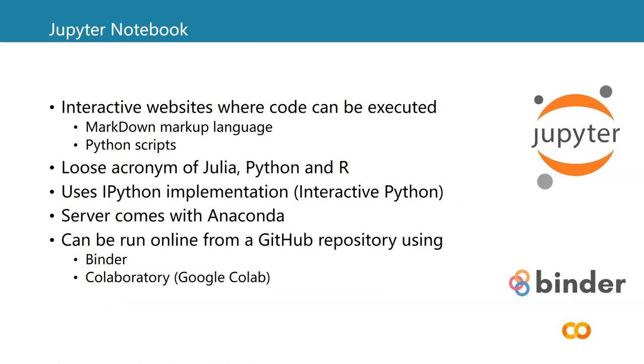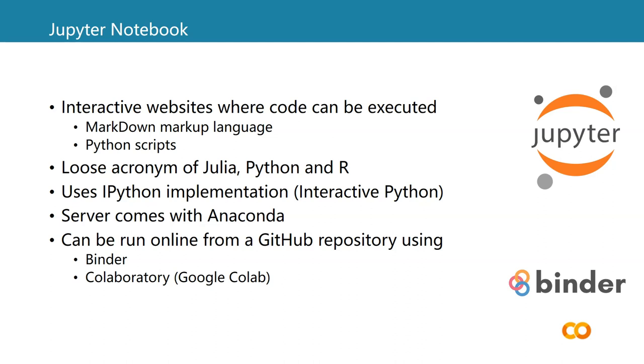The last thing that I'd like to mention are notebooks. Jupyter notebooks are the most popular ones, and we will use them also in this class. Notebooks are interactive websites where code can be executed. You can mix instruction text with fields where code can be entered and executed. Code such as Python scripts, but it has been developed for Julia, Python, and R, which forms Jupyter as an acronym. It uses the IPython implementation, so Python can be executed in an interactive way. If you've installed the Anaconda distribution, which we'll install later in this course, you will get instructions for that, then you can launch your Jupyter notebooks from your computer, and it can use the libraries that you have installed. This will be a part later in the course.